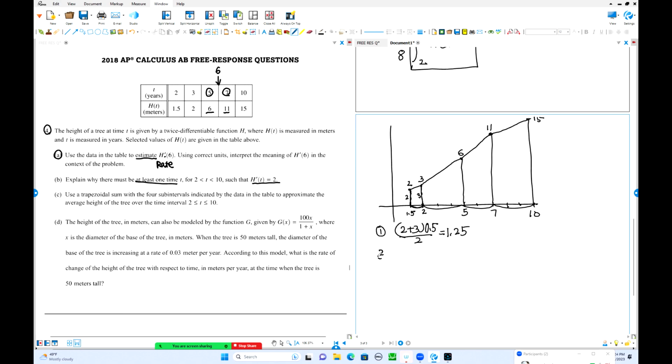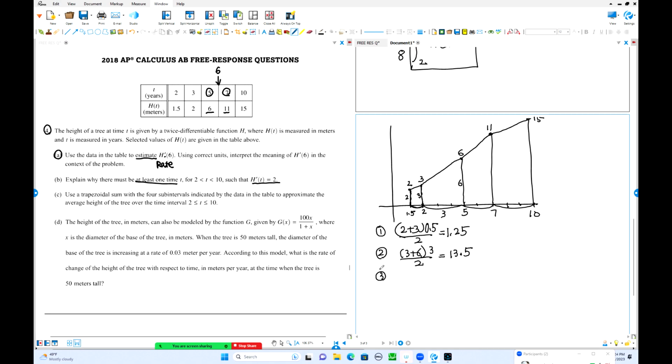Second one over here. This is 3 now, this is 6. So base 1 plus base 2, 3 plus 6. And the height is 3, times 3 and divided by 2. 3 plus 6 is 9. 9 times 3 is 27. Over 2 is 13.5.